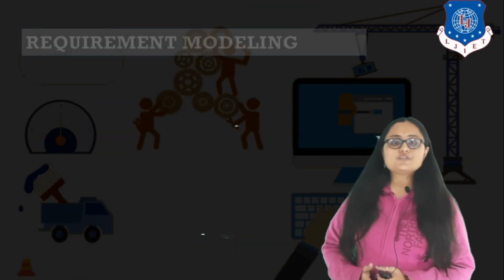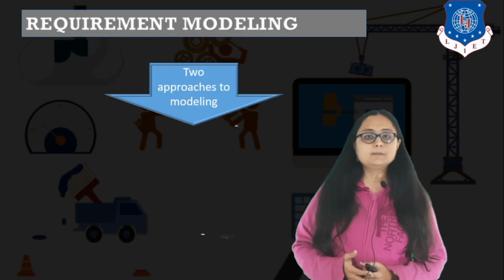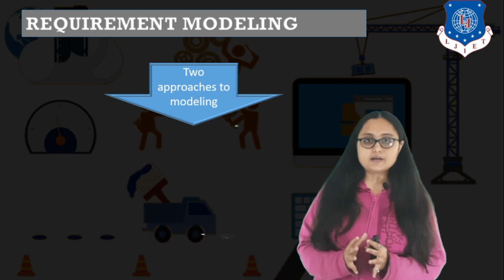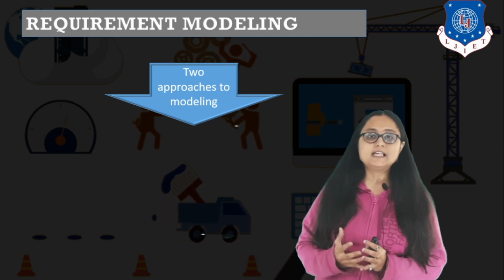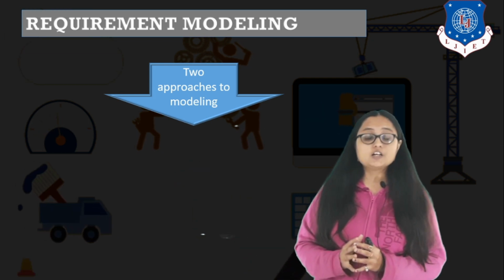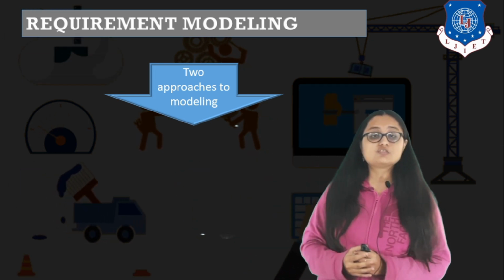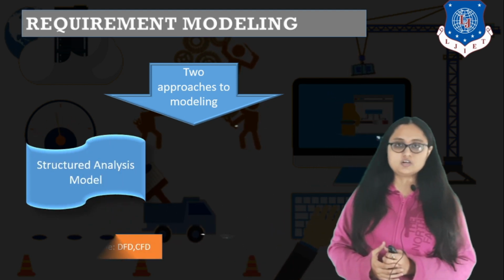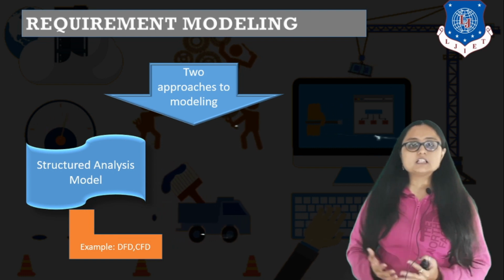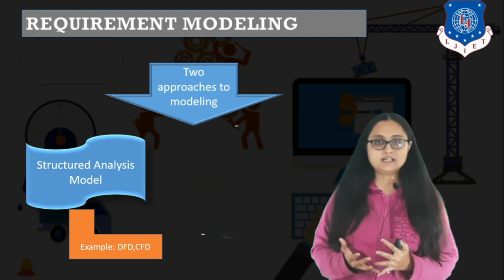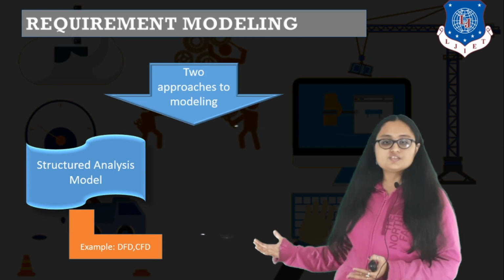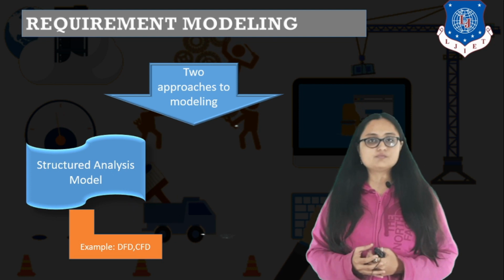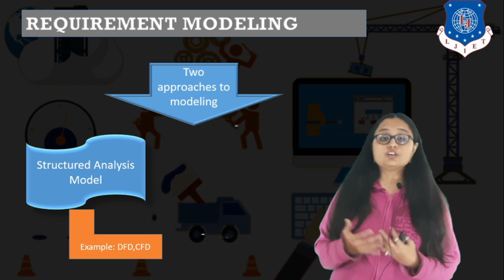So let us first of all study what we mean by requirement modeling. Requirement modeling is specifying your requirements in a graphical form, or you can say in a diagrammatic form, right? There are two basic approaches associated with requirement modeling. The first is the structured analysis model, which basically depicts the flow of your data, and includes structural or procedural modeling. Examples of procedural diagrams are DFD and control flow diagram.